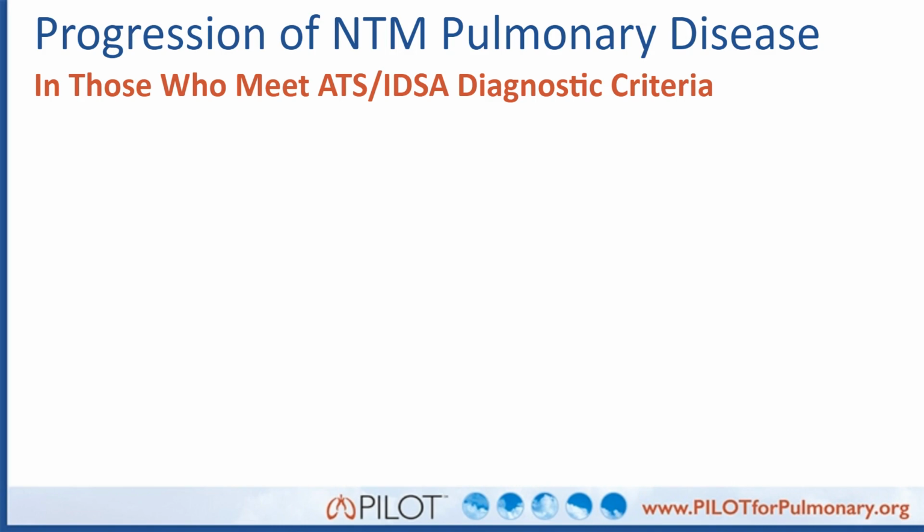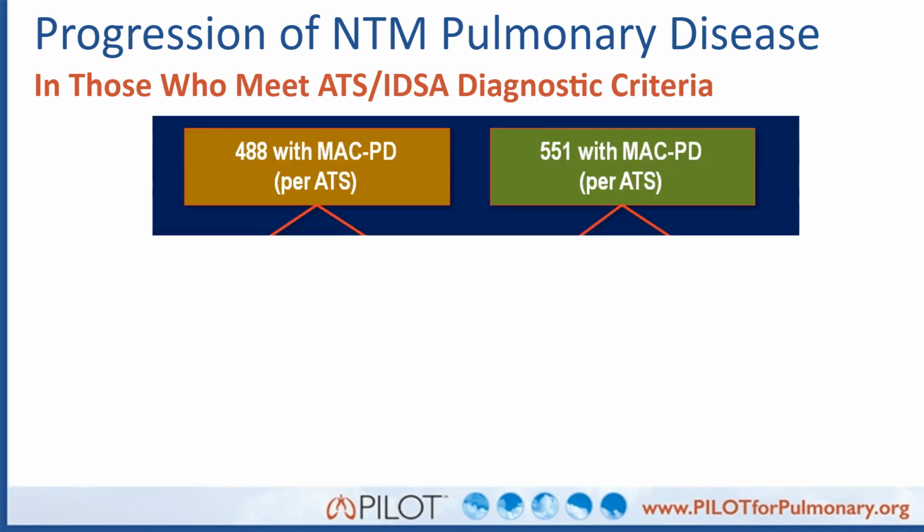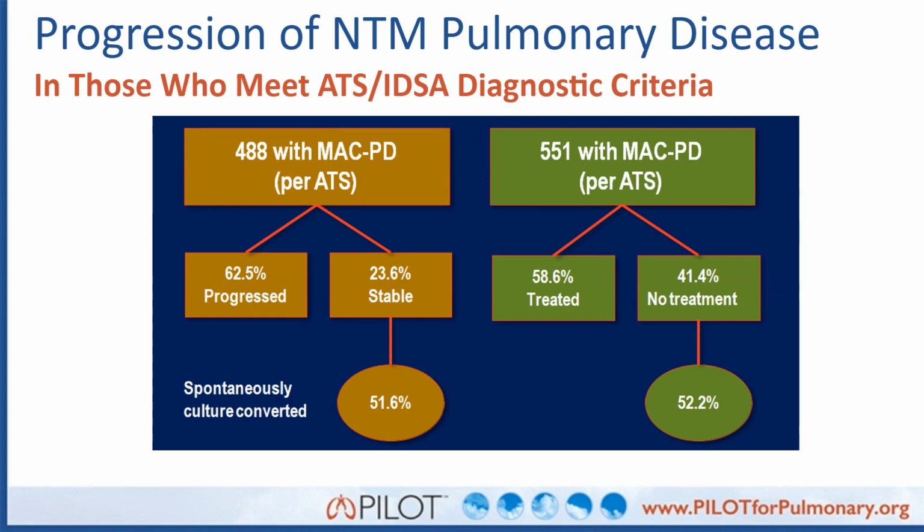So to decide on treatment with antibiotics for NTM, it's important to try to categorize patients on who has risk factors for progression of NTM and who has a likelihood of remaining stable with NTM lung disease. And these are 2 studies that highlighted that.